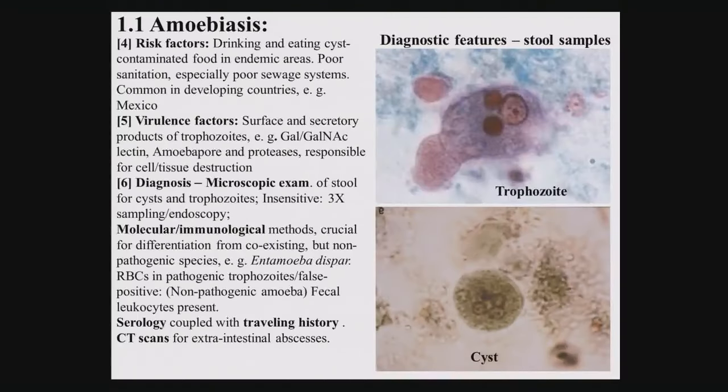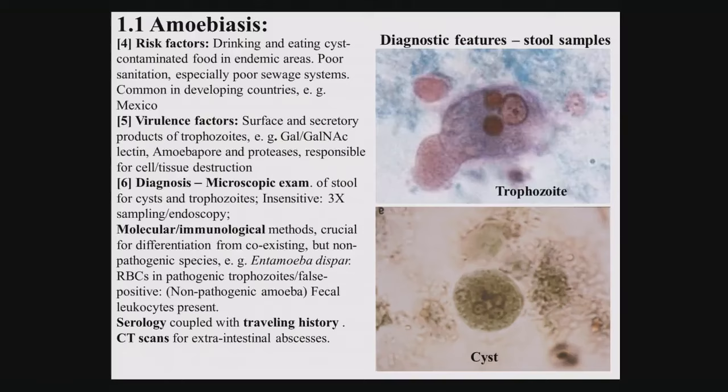The risk factors are poor sanitation, you are not careful with your eating, and accidentally taking in the cyst. The virulence factors are related to their surface structure, and there's some enzyme released. For diagnosis, as with most parasitic diseases, in most locations, it still depends on microscopic examination of the parasite, in this case, in the stool. That's true for all the GI parasitic diseases.